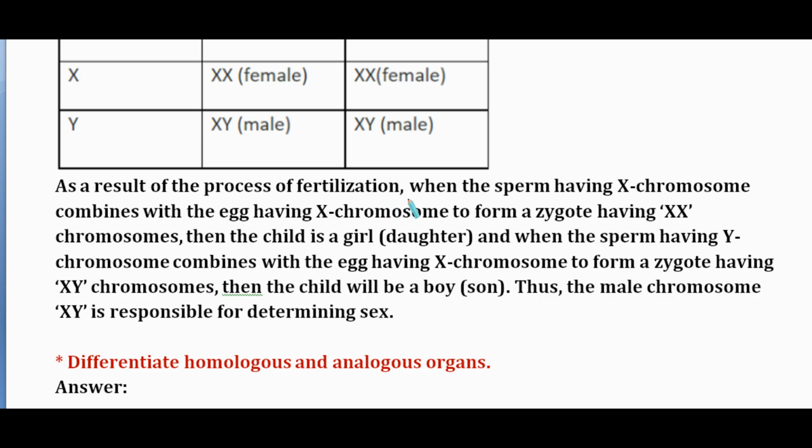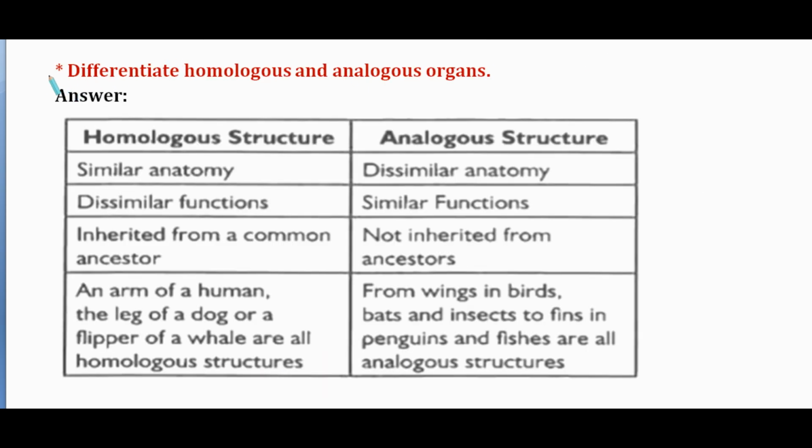As a result of the process of fertilization, when the sperm having X chromosome combines with the egg having X chromosome to form a zygote having XX chromosomes, then the child is a girl, daughter. And when the sperm having Y chromosome combines with the egg having X chromosome to form a zygote having XY chromosomes, then the child will be a boy. Thus, the male chromosome XY is responsible for determining the sex.